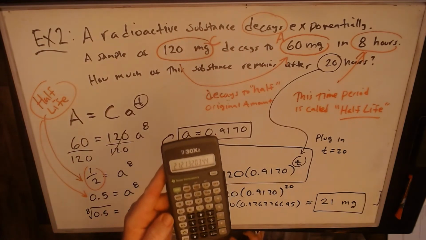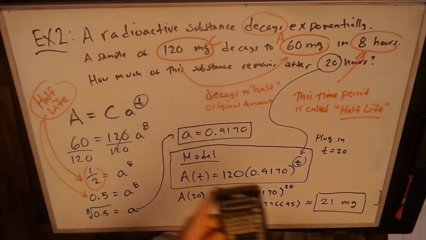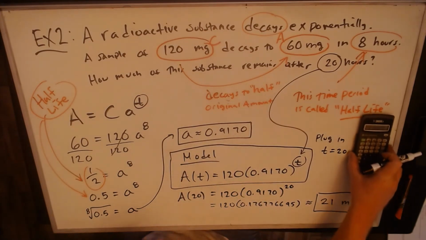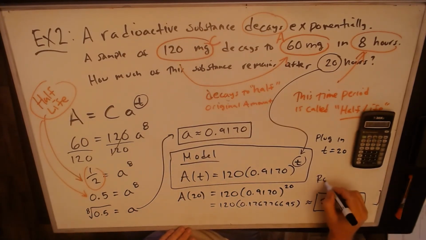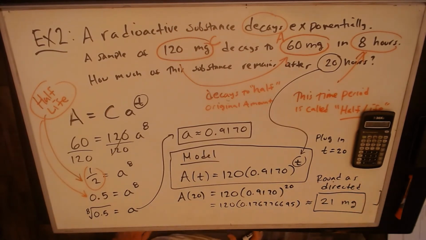If I've done that correctly. 21.2, I'm just rounding to the nearest milligram. You should round as directed. So read the instructions carefully. I like to just go to the nearest milligram, but I don't know what the particular question that I might pose will ask.